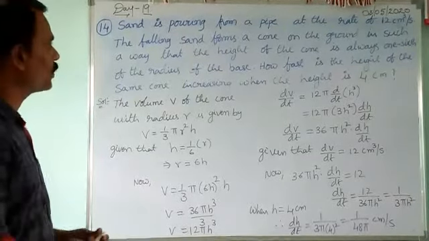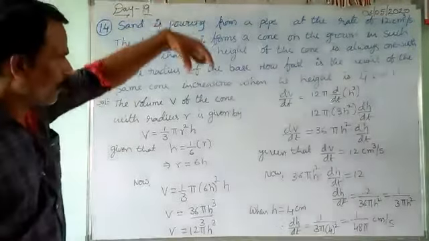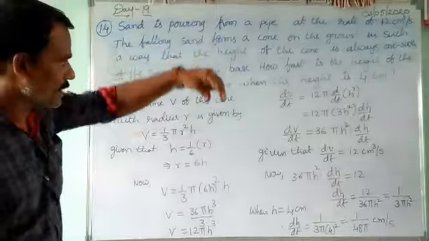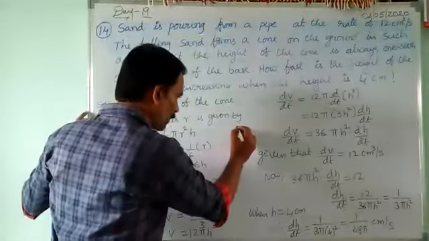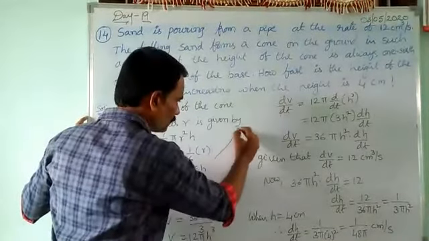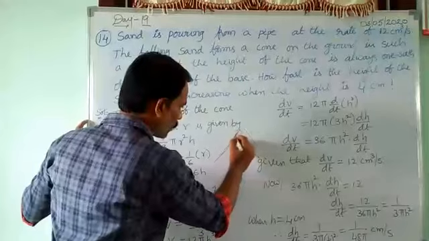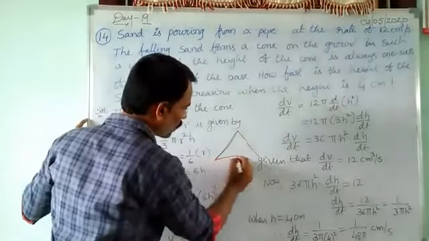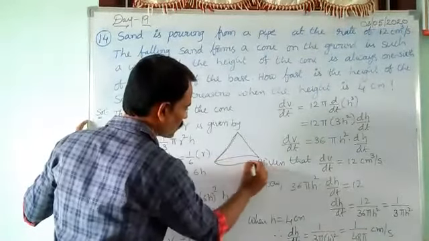Students, so sand is pouring from the pipe, that means it comes like this. How it will come means it looks like a cone, it comes like a cone, guys.